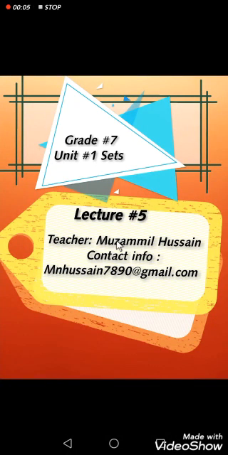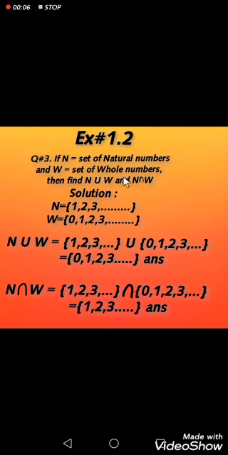Today we are going to start our lecture number 5. Exercise 1.2, question number 3. If N equals the set of natural numbers and W equals the set of whole numbers, then find N union W and N intersection W. Solution. First we will write these sets in tabular form.